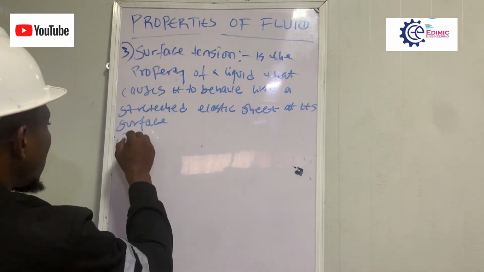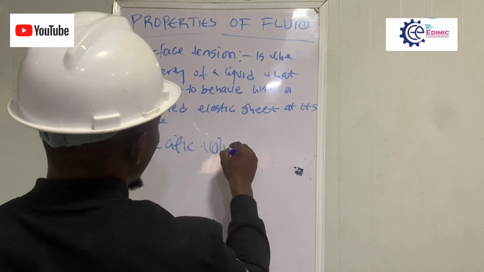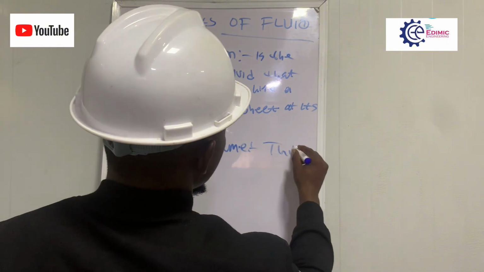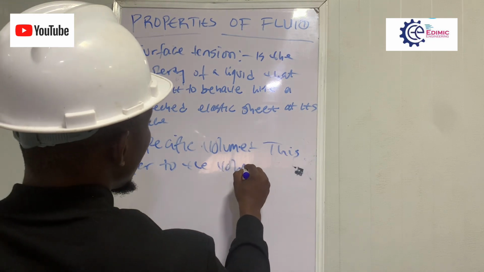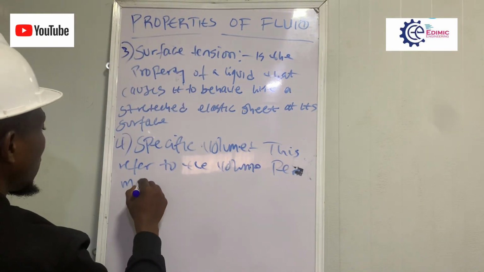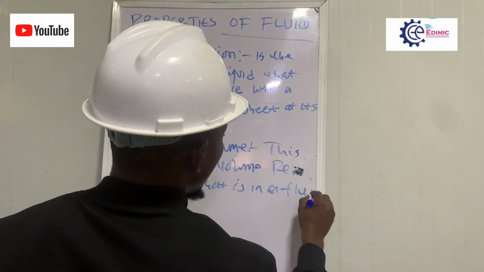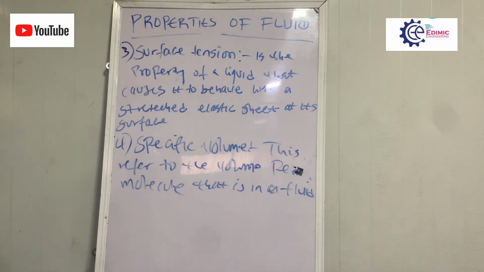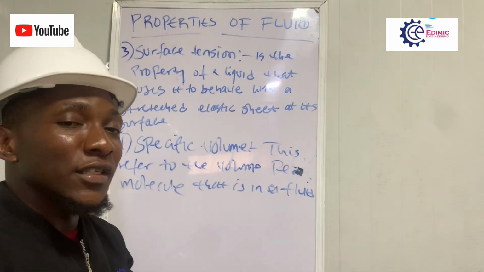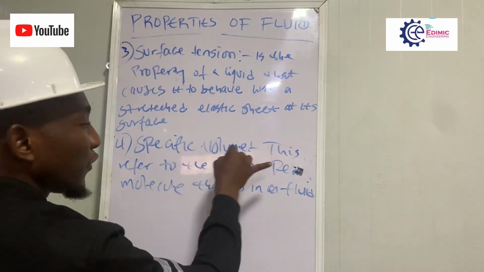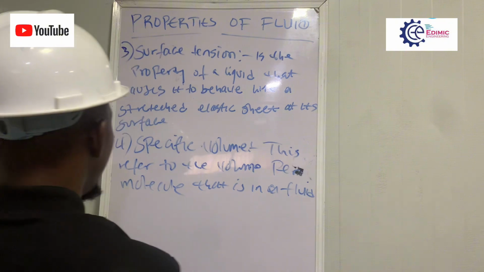The number four is specific volume. This refers to the volume per molecule that is in a fluid. Specific volume.